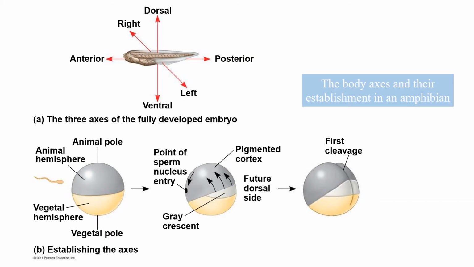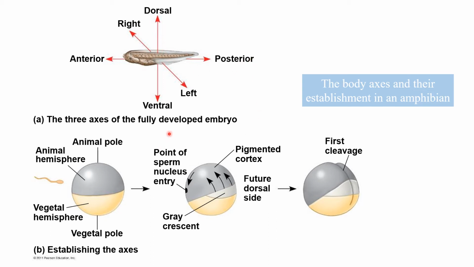So, the body axes and their establishment in an amphibian. Again, when you say anterior, usually it is on the side of the mouth, and the posterior is the anal part. And then you also have the right and the left side, and of course the dorsal and the ventral. So when we say dorsal, guys, let's make an analogy with the human. Dorsal is the back, ventral is the chest.